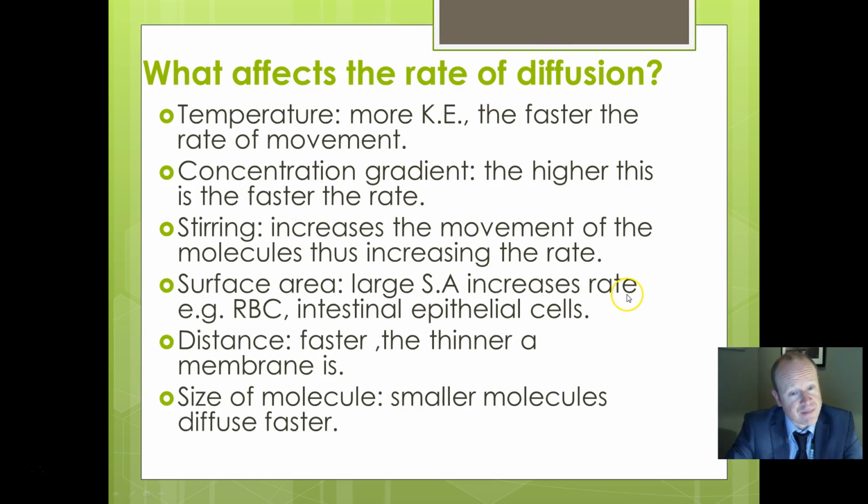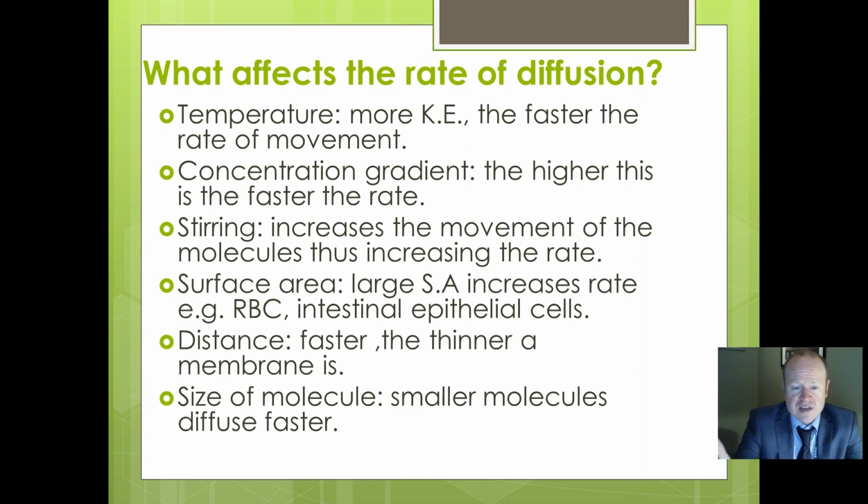Stirring is only relevant on an experimental basis. If you're doing an experiment and you are stirring it, that might increase the rate of diffusion, but it's not relevant in biological situations outside of an experiment. Increasing surface area: remember your default biology answer, highly folded to give a large surface area. A large surface area increases the rate, for example in red blood cells and epithelia. If you've got a big surface area, it allows more surface for diffusion to occur across.